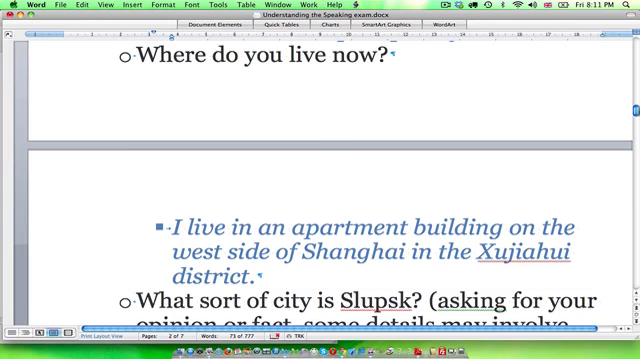Where do you live now? I live in an apartment building on the west side of Shanghai in the Xujiahui district. Now, if you were just to answer, I live in an apartment building, that doesn't really answer the question. The examiner's asking specifically what section of the city, what city are you in? Where do you live? So this would be considered a full response.